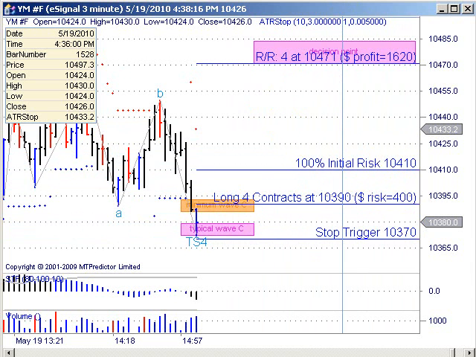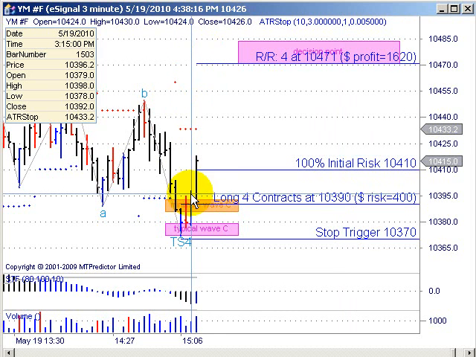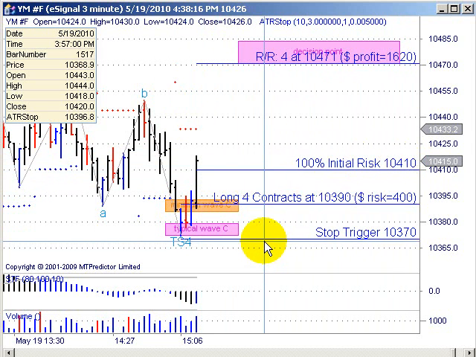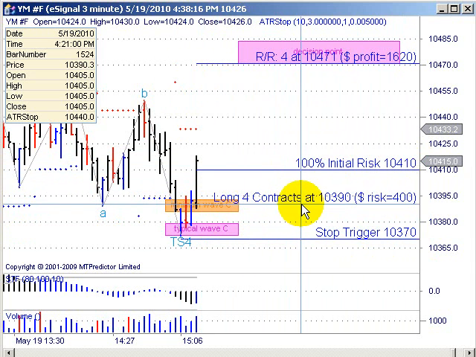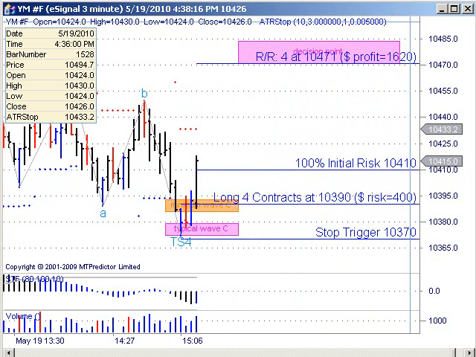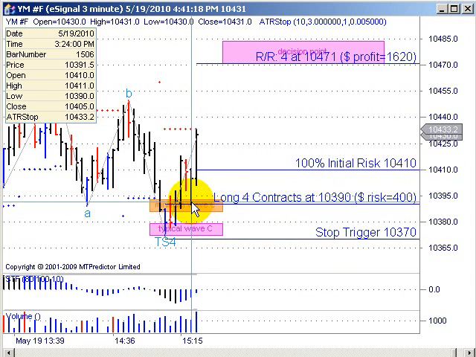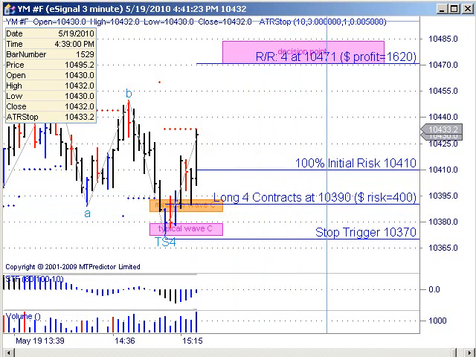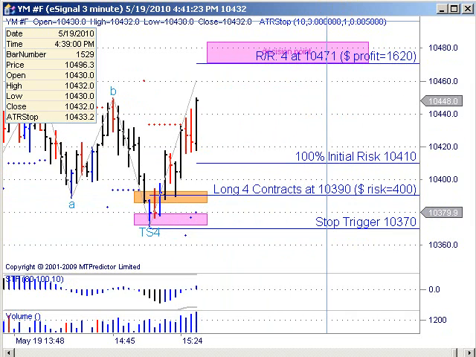So let's step forward on this. You can see we get entered there. Let's just see how this one works out now. Prices come up. We've hit that 100% initial risk at 10,410. So if we're going to move our stop up from 370 here to our entry at 390, let's see what happens. Okay, so it does touch 390 to the tick there, which means we'd end up with a break-even trade here. But let's continue forward and see what happened with this trade.